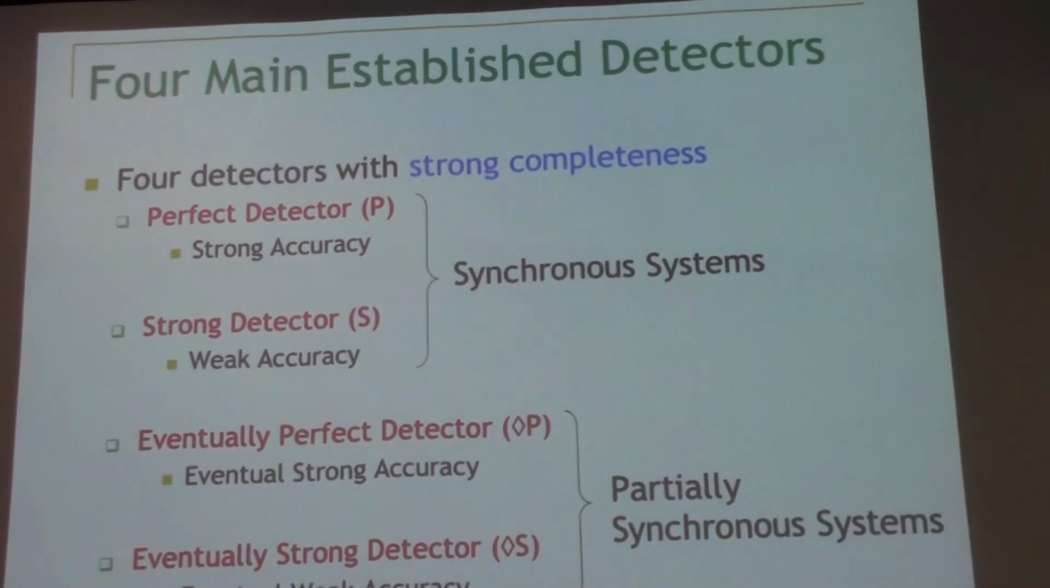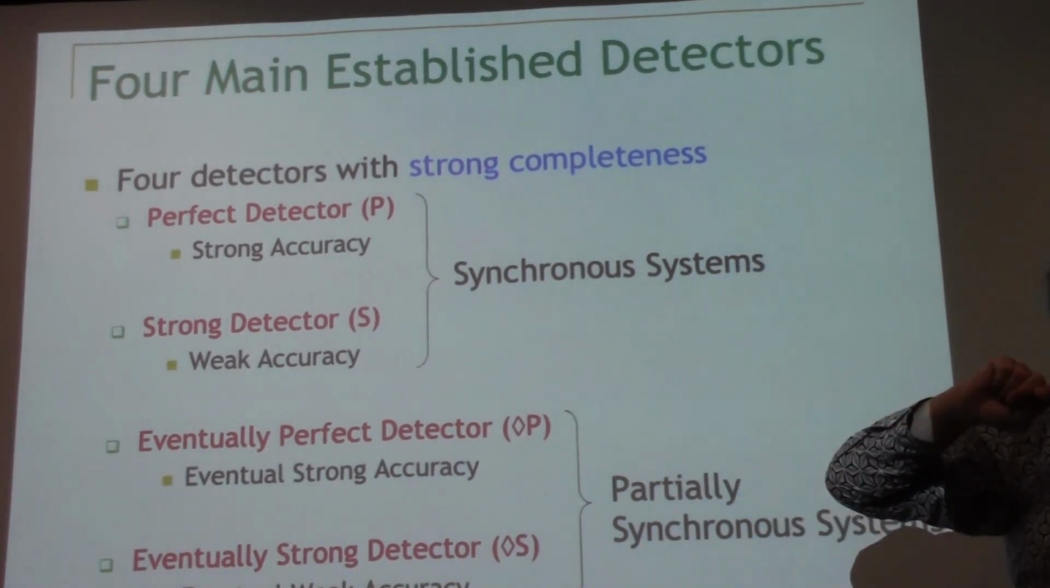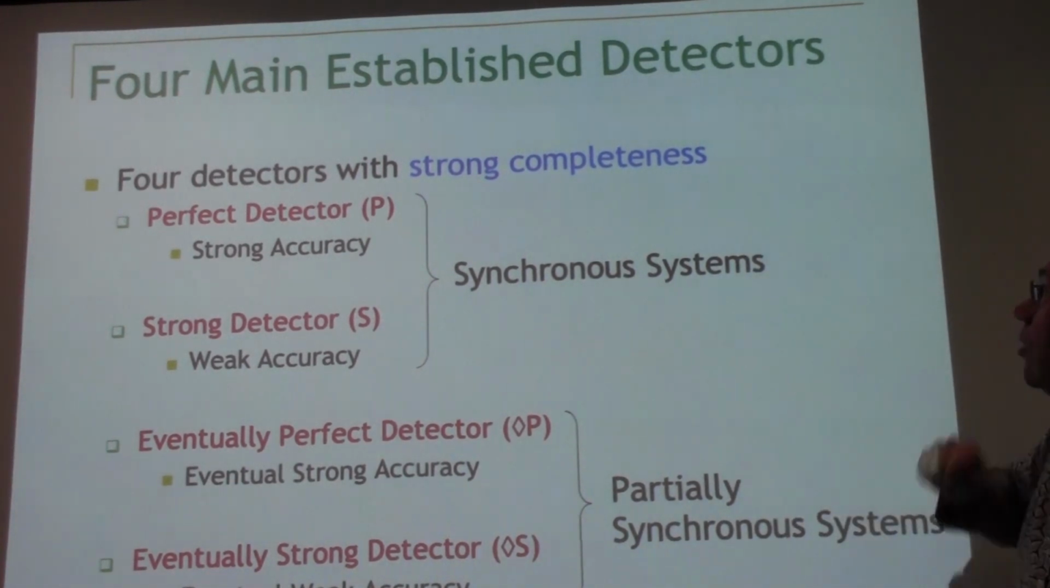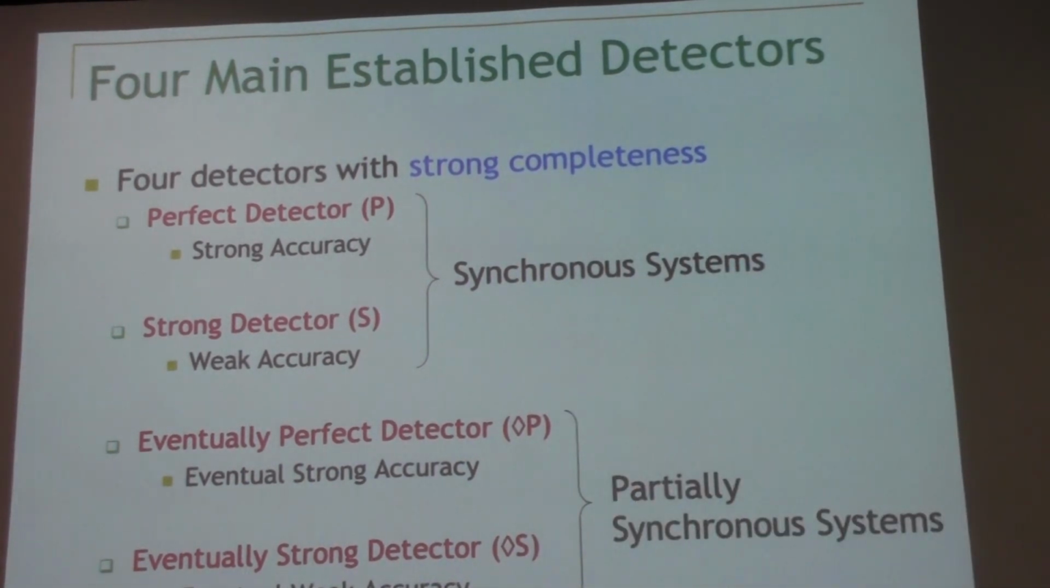Notice all of these are strongly complete. That means every correct node will see every crash eventually. That means everybody sees the crashes. And that is very reasonable.